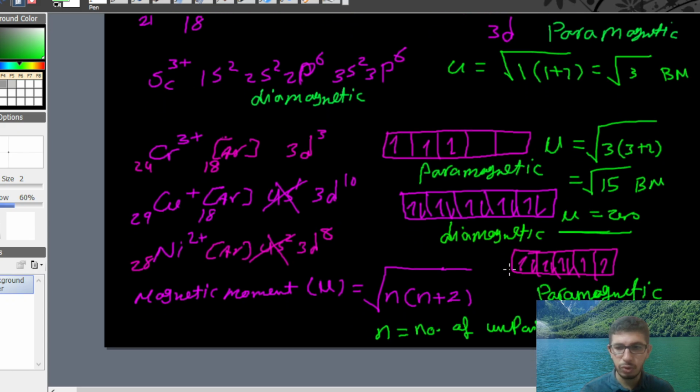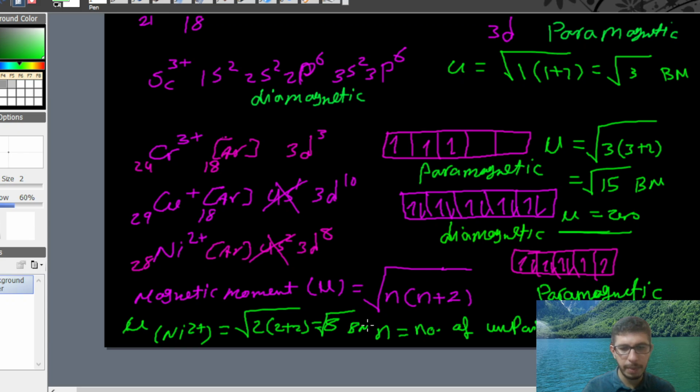How about nickel 2 positive? How many single electrons here? Here we have one single electron and another single electron. So if you calculate for nickel 2 positive, I will write it down here. So mu for nickel 2 positive is equal to the square root of 2 times 2 plus 2. So 2 plus 2 is 4, 4 times 2 is 8. So the square root of 8 Bohr magneton.